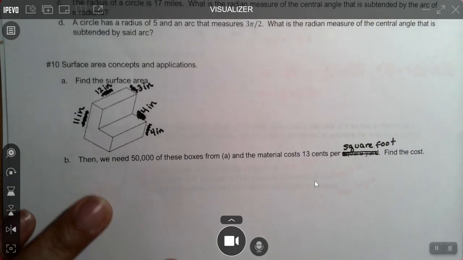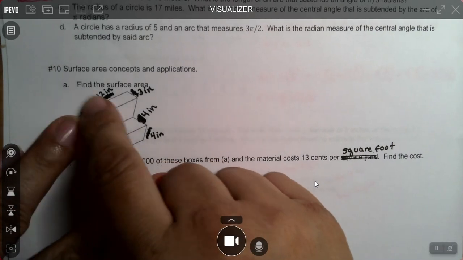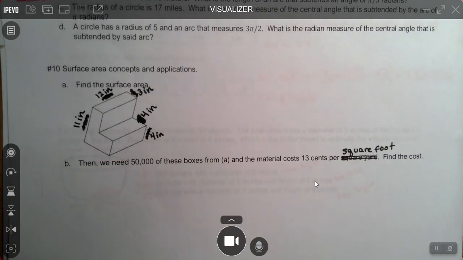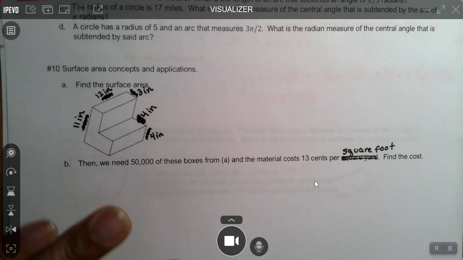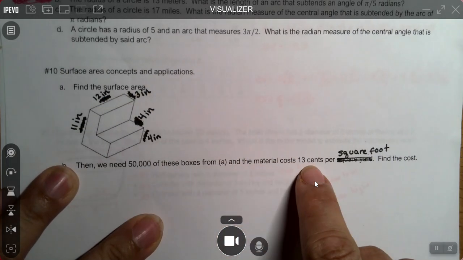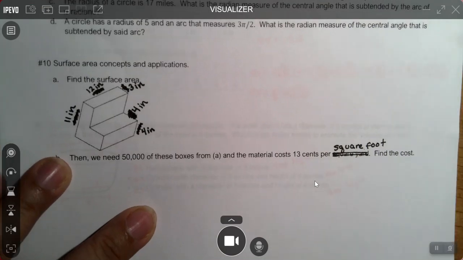All right, so let's continue. Number 10, it says to find the surface area. So this has a lot of surfaces, and hopefully I did not miss one. Notice that I changed the units to inches, and I changed this to 13 cents per square foot.